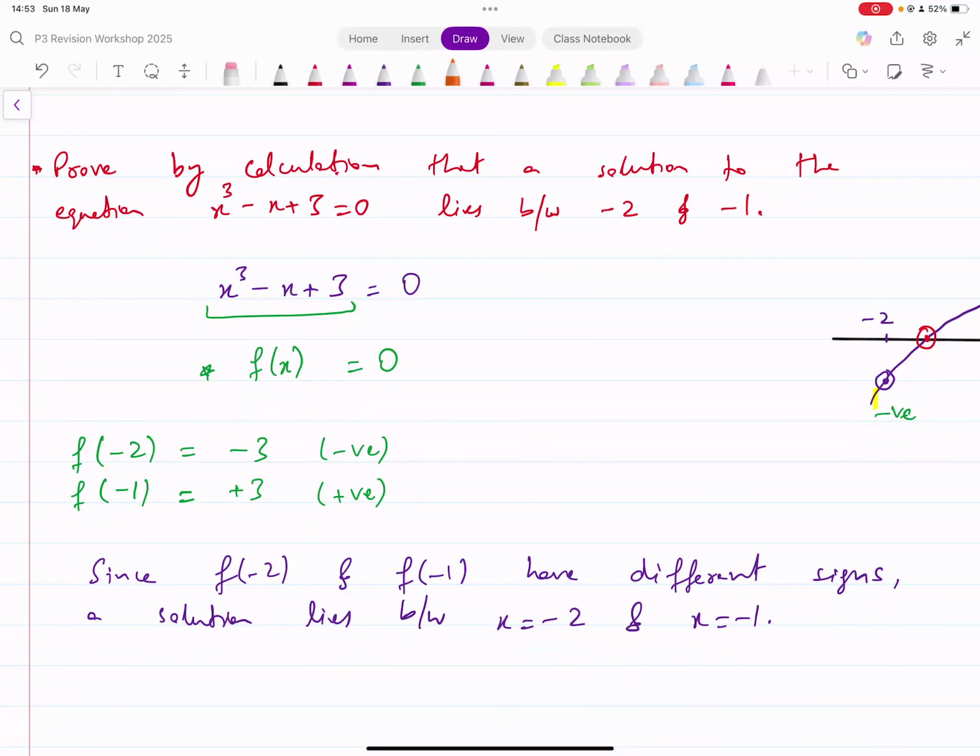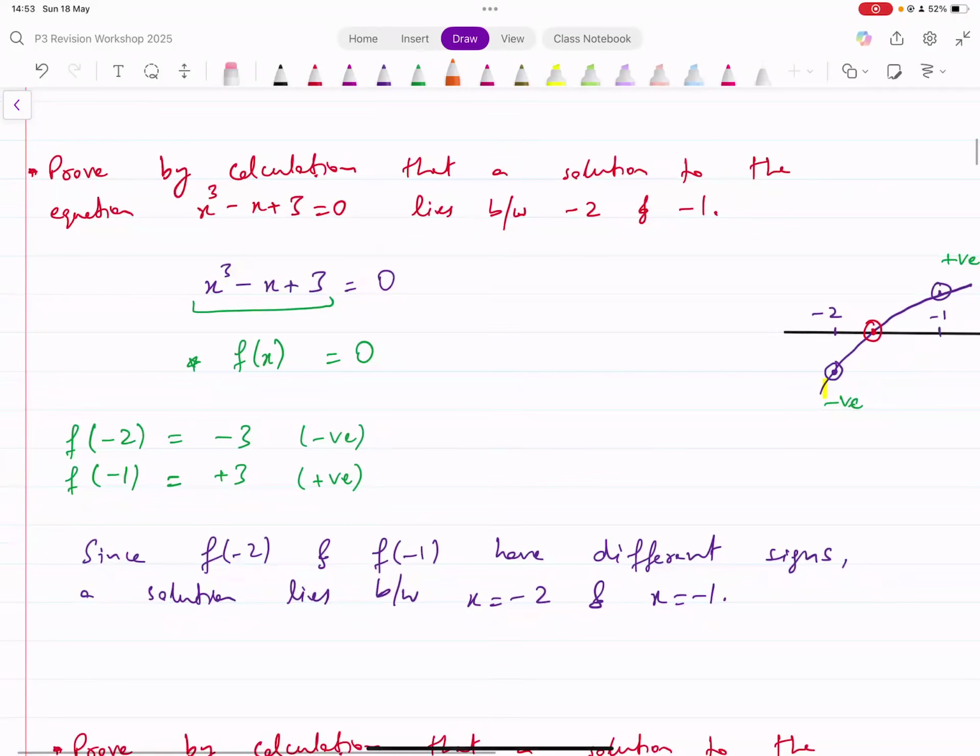They'll ask you to prove that a solution of an equation exists between two given values. What you would do is input those values in that expression one by one. You input minus 2, input minus 1. One of them will be positive, the other will be negative. And you would say, since the signs are different, that is why a solution exists between those two values, right? Writing down the statement is important, where you either refer to the signs being different or that the signs are changing. That is why there's a solution.